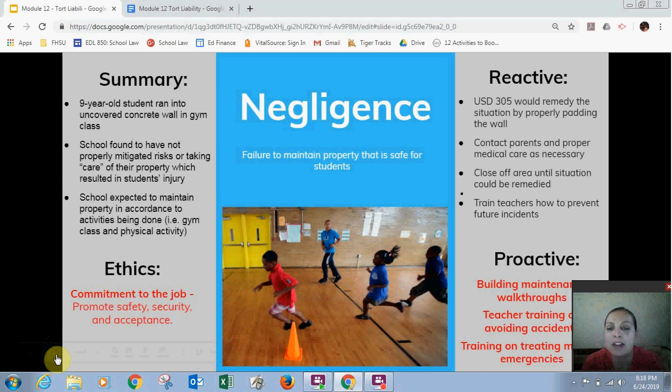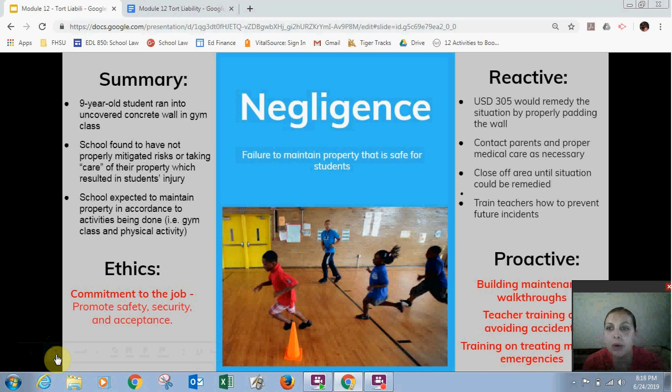The case, actually, the argument was that the school should have known that the gym was going to be used for physical activity where students would be running and have the possibility to trip and fall into this wall. So they were expected to maintain their property in accordance with that type of activity.